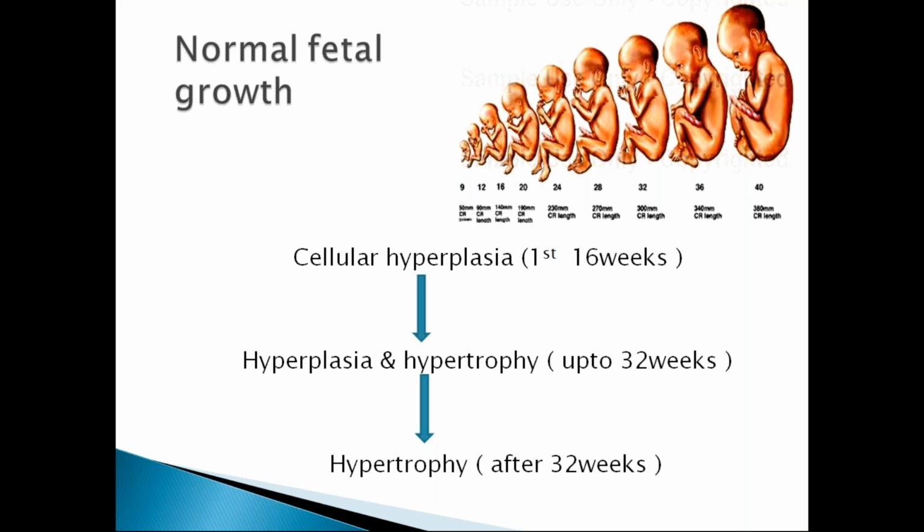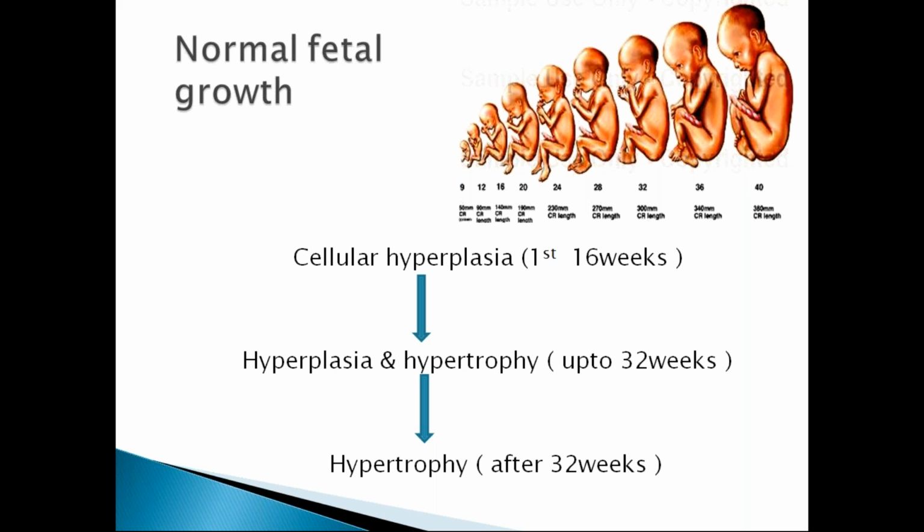Normally, in the early embryonic stage, the first trimester, around 16 weeks, there is cellular hyperplasia, an increased division of cells. So it is the initial stage of life, the embryonic stage. The first 16 weeks is cellular hyperplasia. After that, from 16 to 30 weeks, there is hyperplasia and hypertrophy, where the cell size also increases along with the cell number. So number and size are both increasing. That's why the baby grows and weight is also increasing.